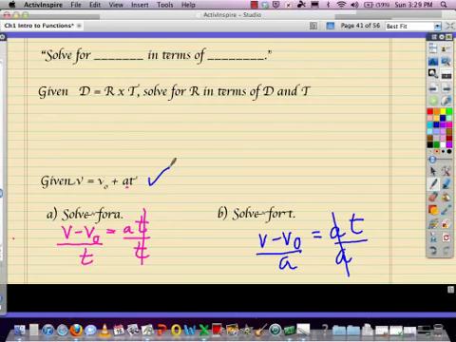So this just shows you that you're going to have formulas that you have not seen before. You might not even understand using them. What all the letters mean, that's okay. It's the algebra steps that we want you to use to manipulate those equations.